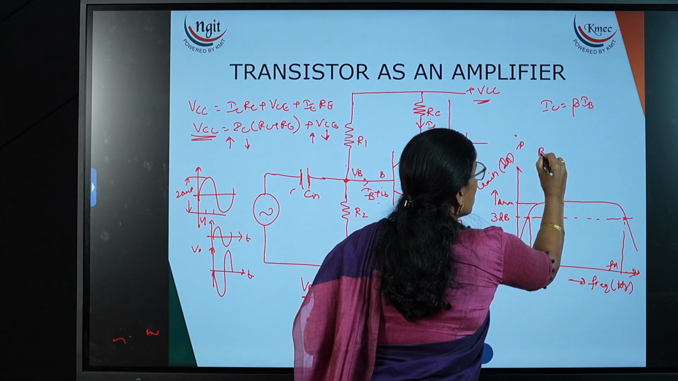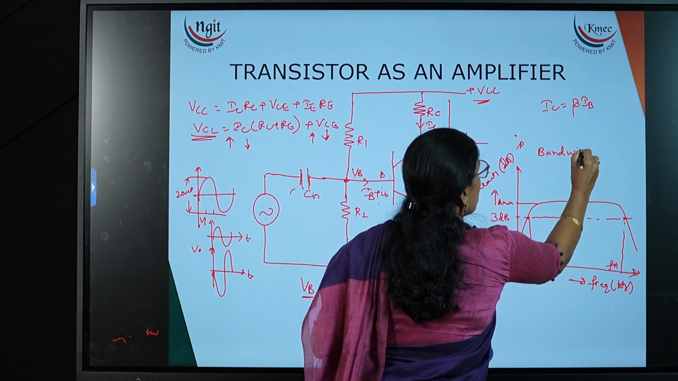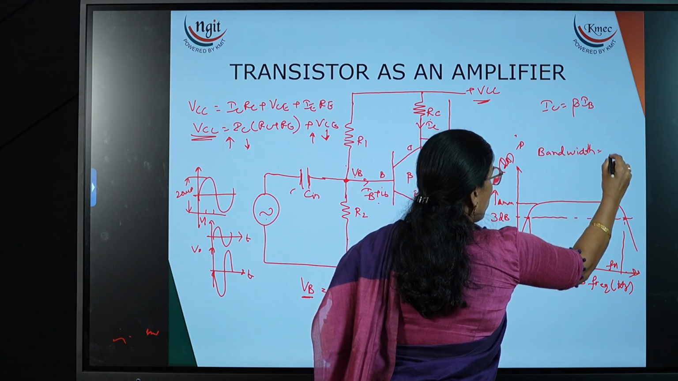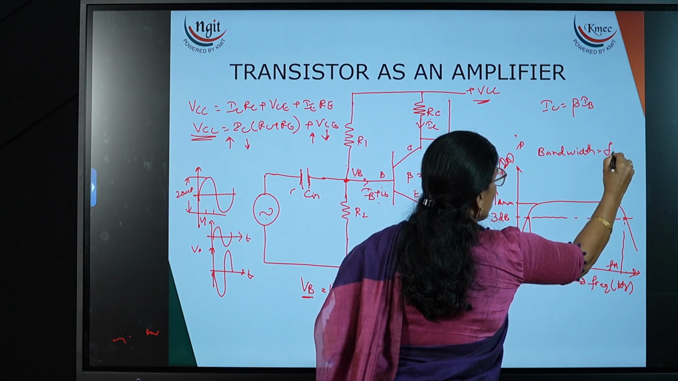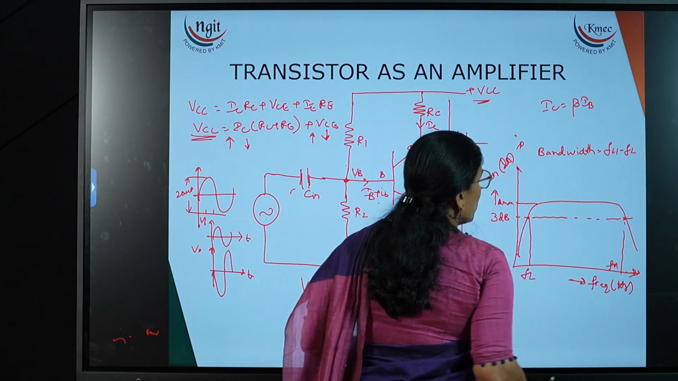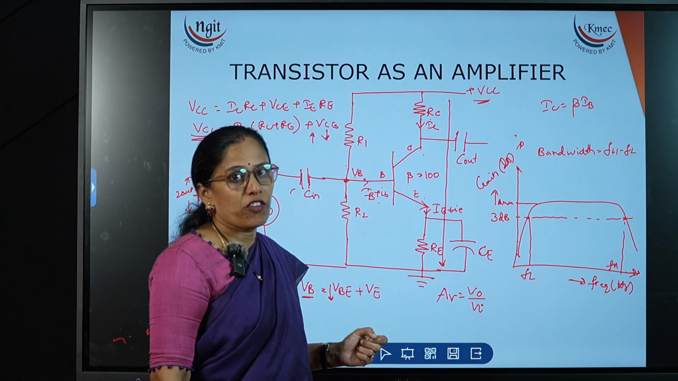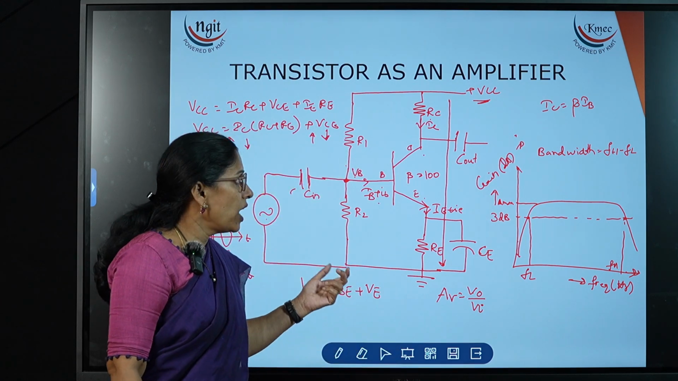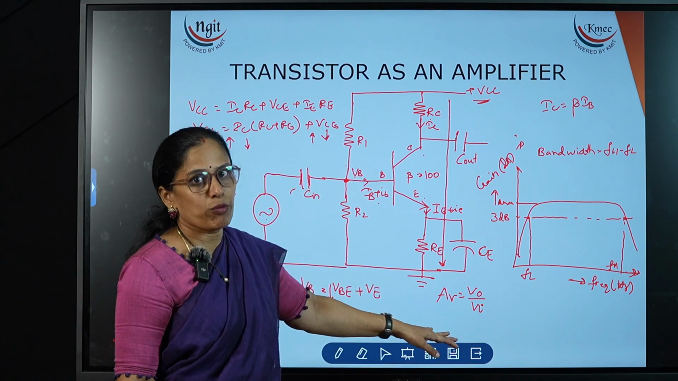Now bandwidth is the difference of the higher frequency and the low frequency, FH minus FL. The bandwidth is nothing but the set of frequencies where we can operate the amplifier. This is the frequency response curve.